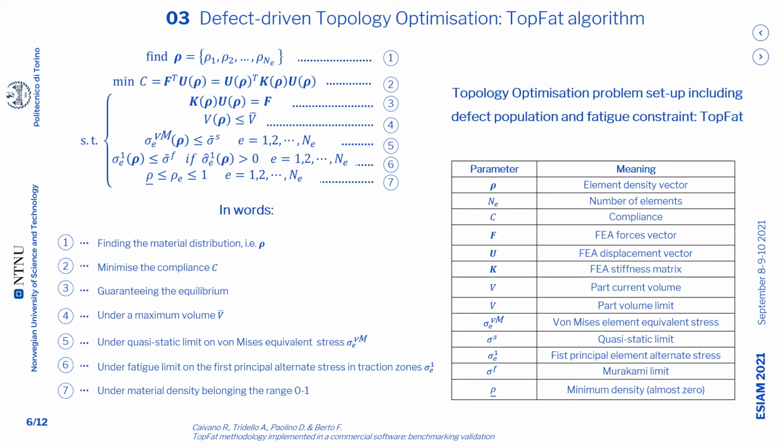The von Mises stress must not exceed the threshold sigma s, in other words, the quasi-static limit. The first principle alternate stress must not exceed the threshold sigma f, only where traction load is applied, that is, the defect-driven fatigue limit given by the previous equations. Lastly, the relative density must belong to the range 0, which means void material, and 1, full material.